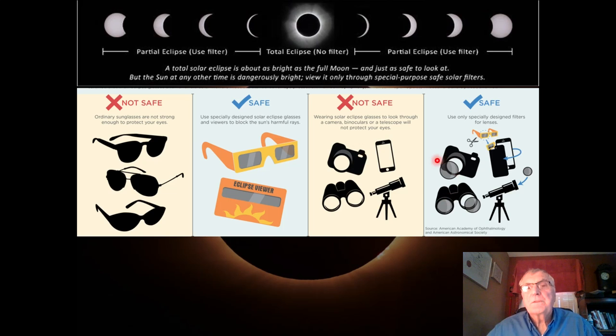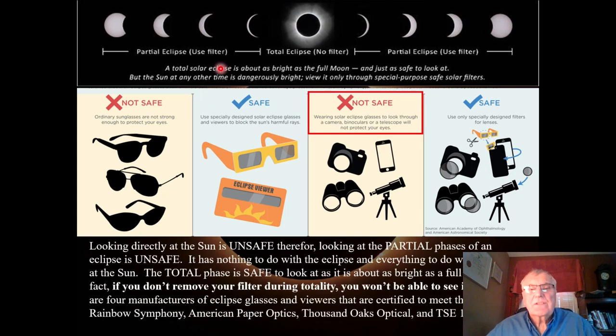You can put filters over the top of these and make it work, but this is definitely not safe. Looking directly at the sun is what's unsafe. It's not the eclipse that's unsafe. It has nothing to do with the eclipse. It has everything to do with looking at the sun. If there wasn't an eclipse going on, you wouldn't have any reason to look at the sun. So during the partial phases, you're looking at the sun.